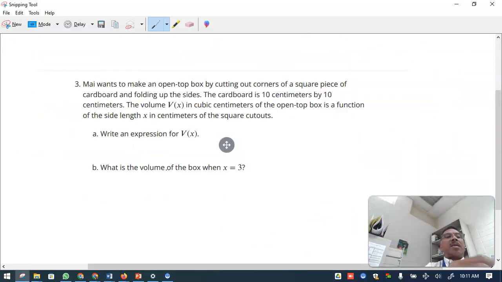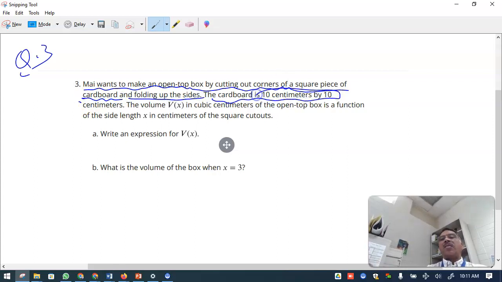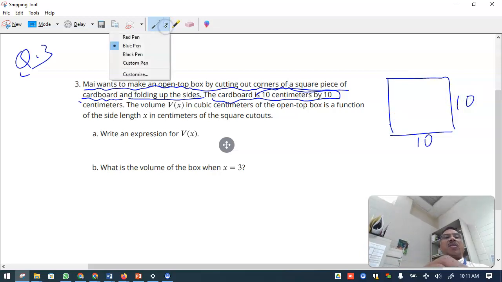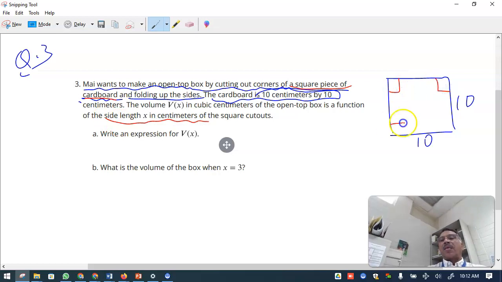Okay, this is question number 3. So Mai wants to make an open top box by cutting out corners of a square piece of cardboard and folding up the sides. The cardboard is 10 by 10. So this says the cardboard is already 10 by 10. So this is 10, 10. So you're taking off a square piece of cardboard. So side length x is taken off. So that's how you take it off and you get a square base.